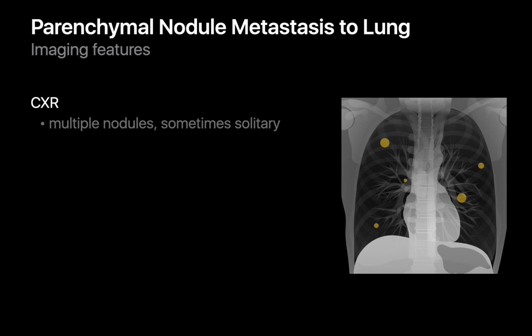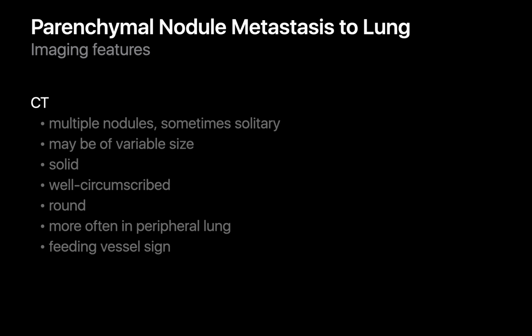Parenchymal nodules are far and away the most common presentation of metastasis to the lung. Parenchymal nodules can be solitary, few, or many, range from small to large, of similar or varying size. Parenchymal lung metastases are most often solid, tend to be more well circumscribed and rounder compared to primary lung cancers, and they tend to be more often peripheral in location.